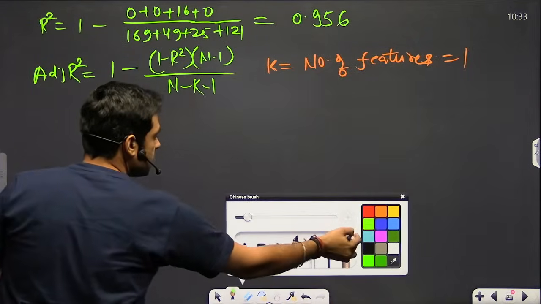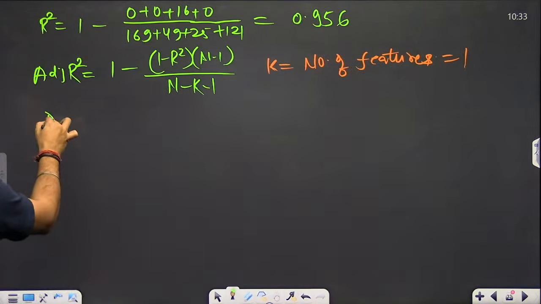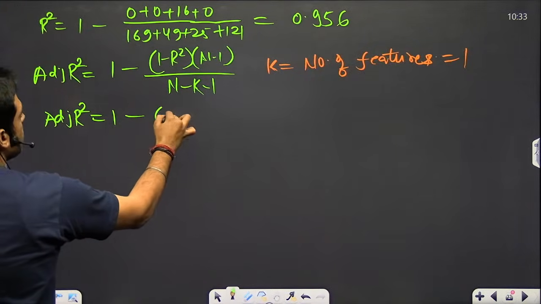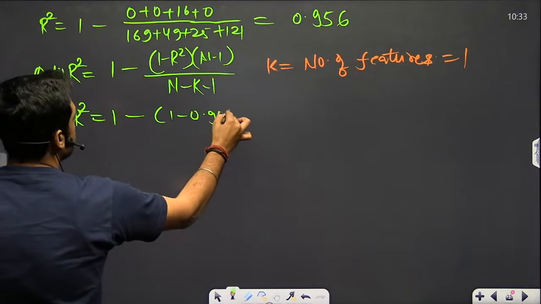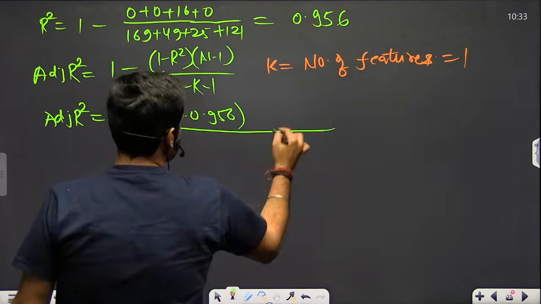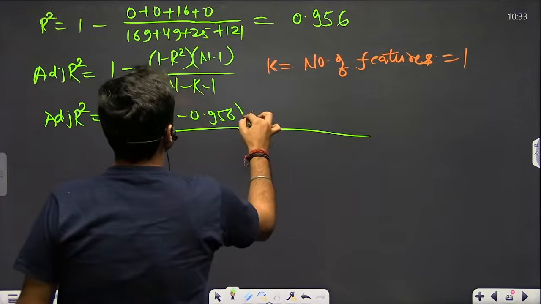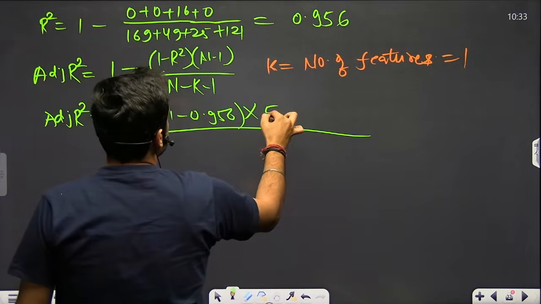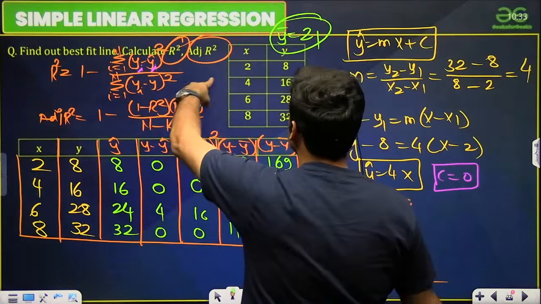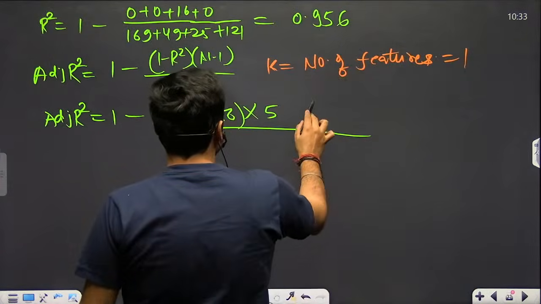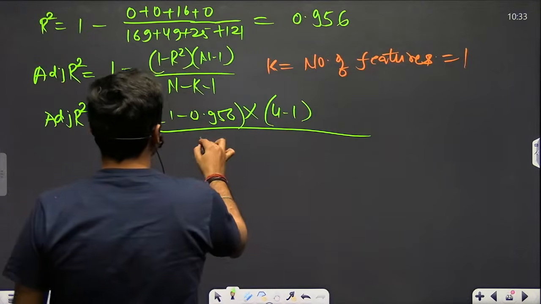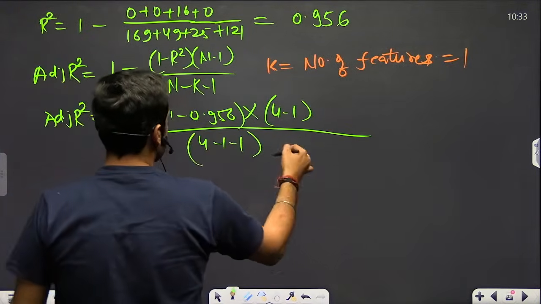So what is adjusted r square value? Adjusted r square is 1 minus 0.956 into n minus 1. What is n? N is total, how many points are there? We have total 4 points. So 4 minus 1 upon 4 minus 1 minus 1, right?